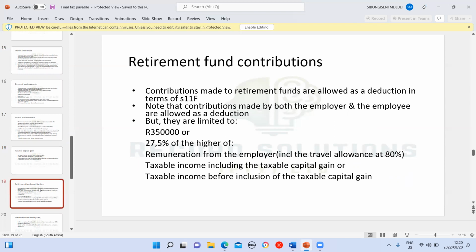Now, moving on to retirement fund contributions. Contributions made to retirement funds are allowed as a deduction in terms of Section 11F. Note that contributions made by both the employer and the employee are allowed as a deduction, but they are limited to 350,000 Rand or 27.5% of the higher of remuneration from the employer, including the travel allowance at 80%, taxable income including the taxable capital gain, or taxable income before the inclusion of the taxable capital gain. You'll be more clear on this when I do the question.